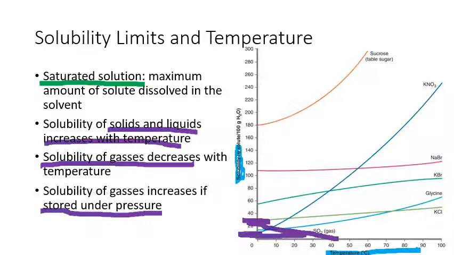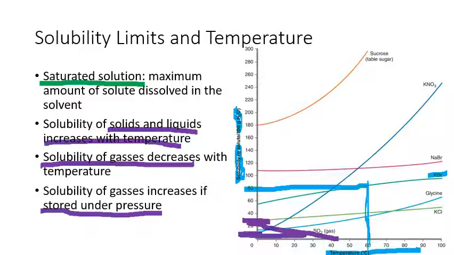If we wanted to read this, at 60 degrees, how much KBr we can dissolve, we go to the 60-degree temperature line. We find that number, we find KBr, and then we go across, and we can see that at 60 degrees C, we can dissolve 80 grams of KBr in 100 grams of water for this particular chart. That's how you would read that chart. And you could do that for any of these.